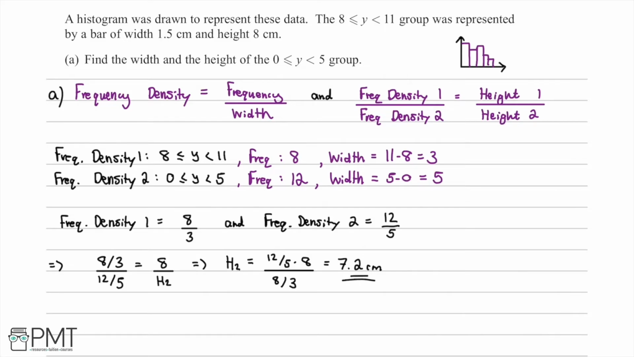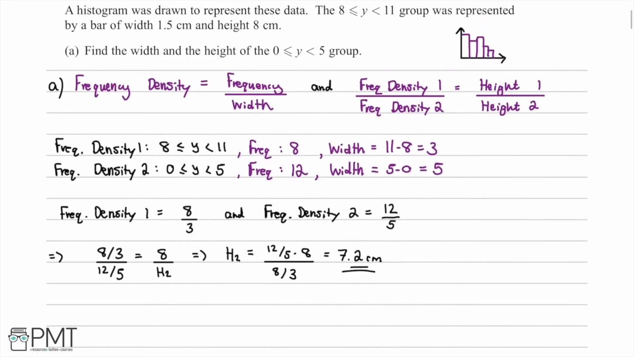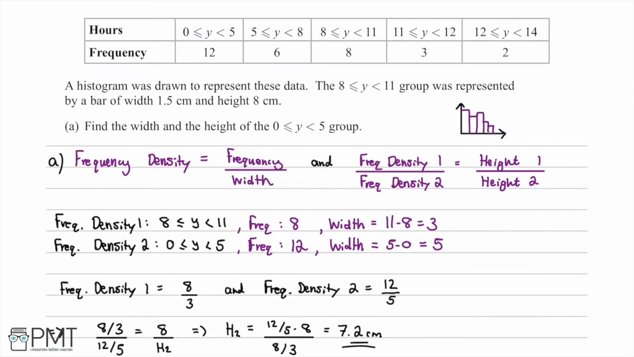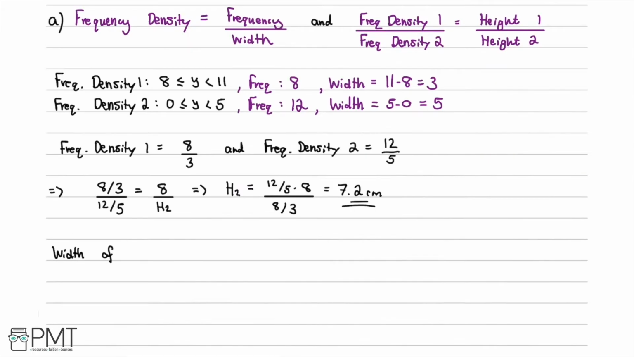So therefore we have worked out the height of the group, and we now want to work out the width of the group. So how are we going to do this? We know that the width is going to be in ratio to the width of the interval. So we have that the width of the 8 to 11 group is equal to 1.5 centimeters. But then the width of the interval as such is actually going to be 11 minus 8, which is 3.